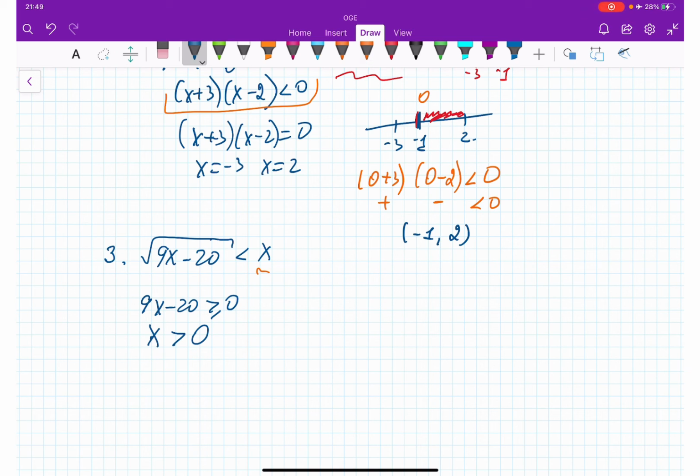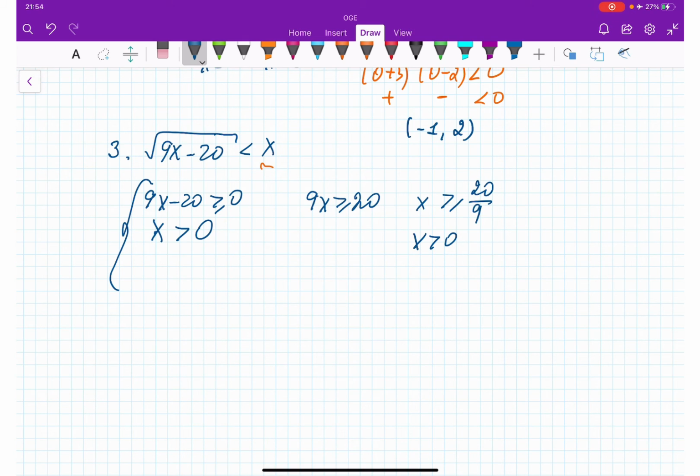And the third condition, I'm going to get rid of the square root and write down 9x minus 20 less than x squared. Now where from did this x squared pop up? Because if I'm raising both sides to power 2 here, on the left side we will have 9x minus 20, on the right side we will have x squared. Yes?